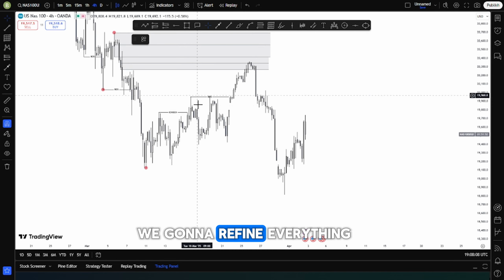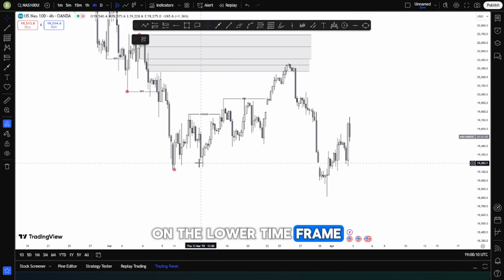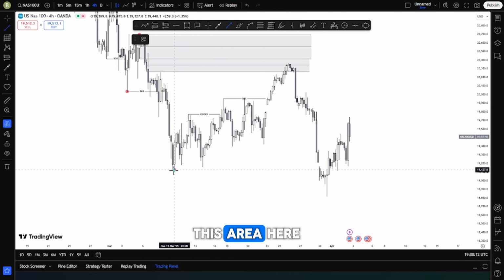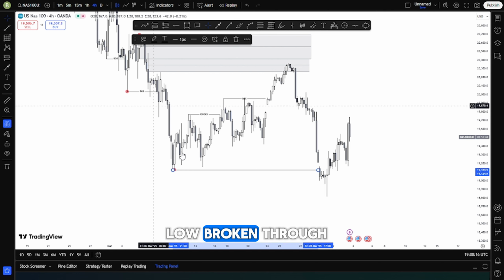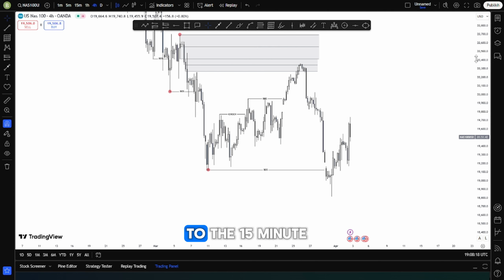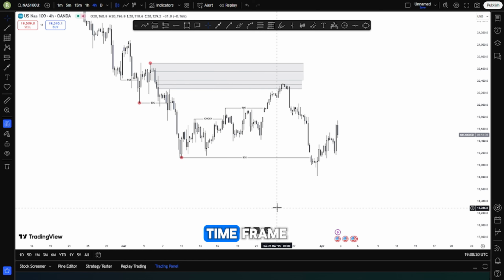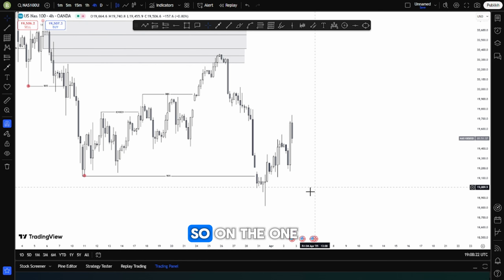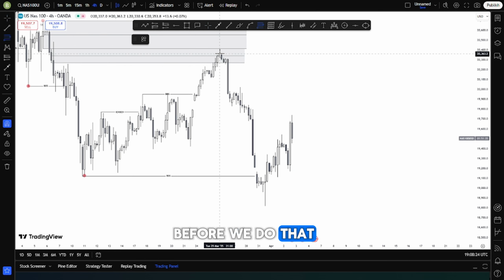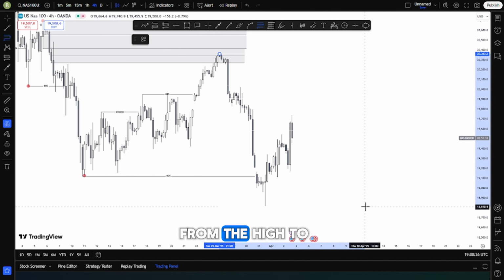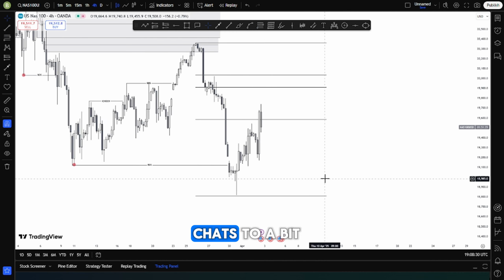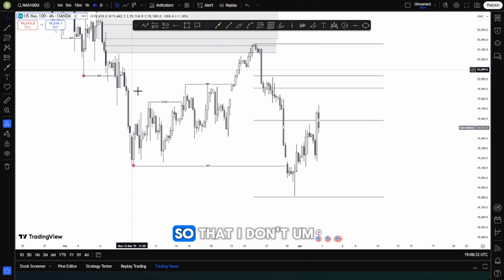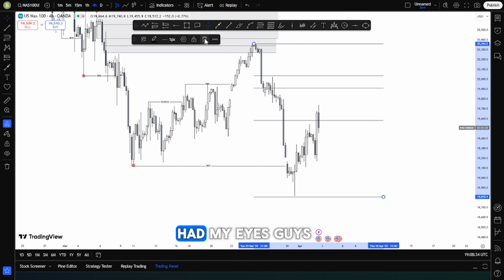But we're gonna refine everything on the lower time frame up until we broke this area here, of which this is the swing low. So after having the swing low broken through, we can switch over to the 15-minute time frame or the 1 hour time frame. So on the 1 hour, before we do that, let me just use the fib tool from the high to the low. Let me just change the color.